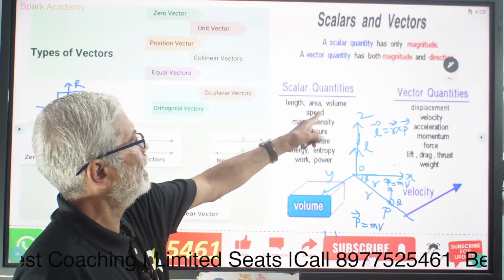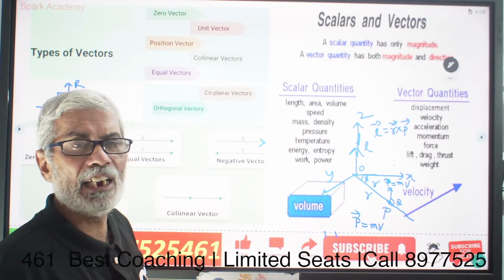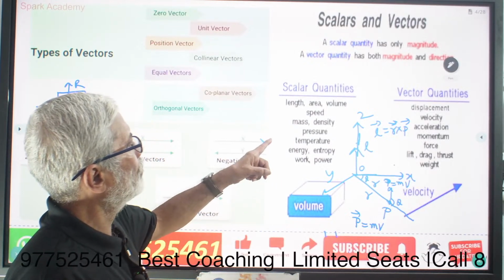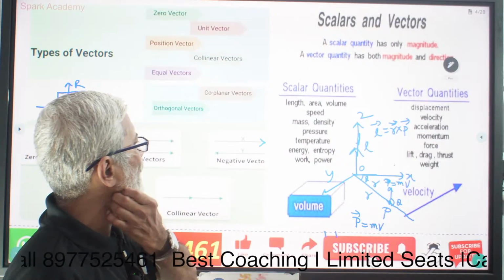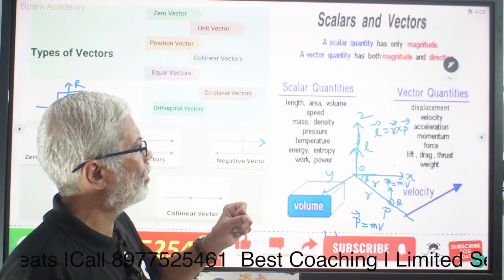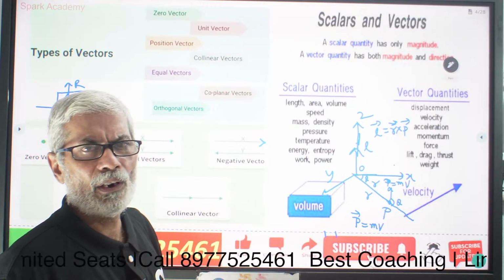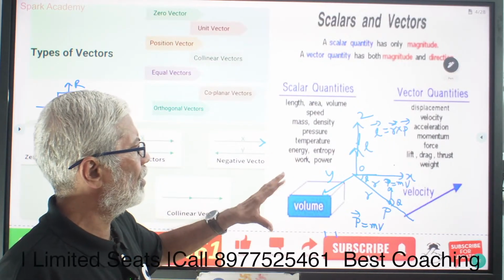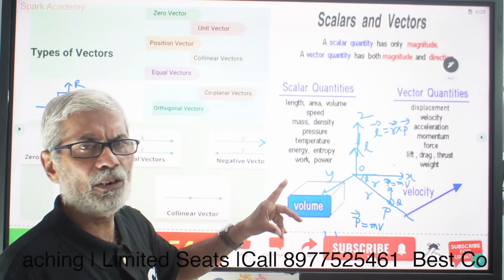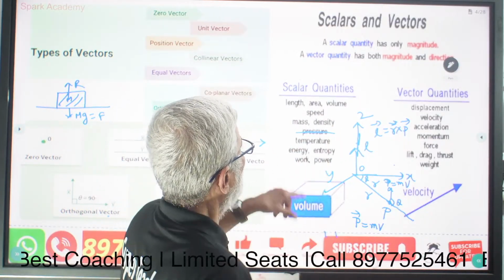Now these are some examples of scalar quantity: length, area, volume, speed, mass, density, pressure. Pressure is force per unit area, F by A. Work, force into distance, is work. Work is a scalar quantity. If you change the formula, pressure equal to force into velocity, then it will be a vector quantity. So actually it may not be in this particular thing.